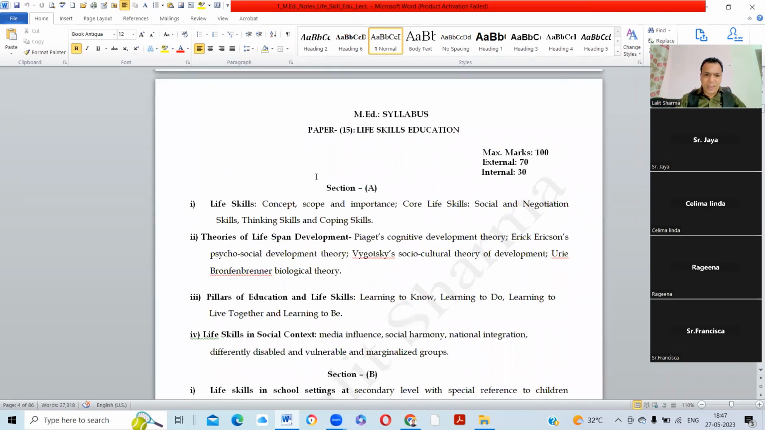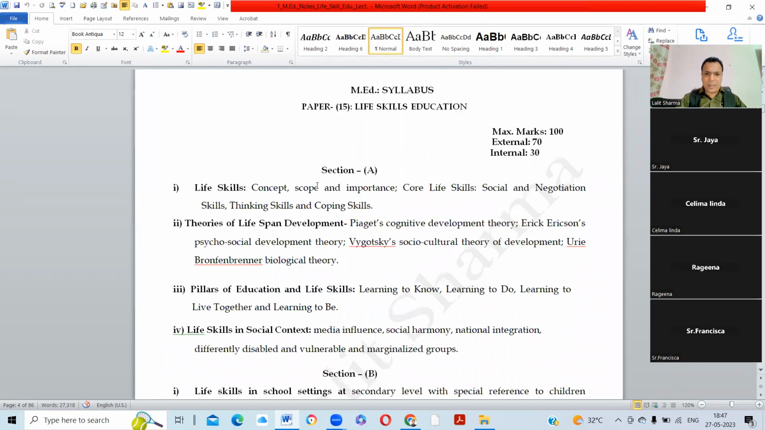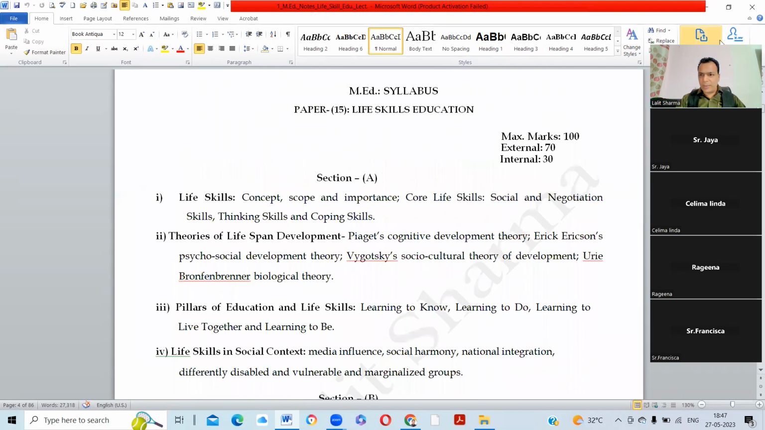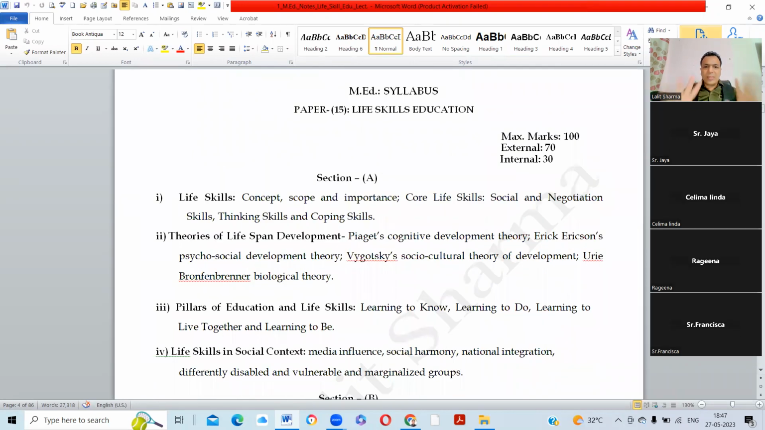I have increased the size; I think it is readable to all of you. This is your Life Skill Education syllabus. On the very first page I have put the syllabus. On the second page I have put the last year paper, and in the rest of the 86, 87 pages I have solved the answers. I have made notes of each and every point under the syllabus.